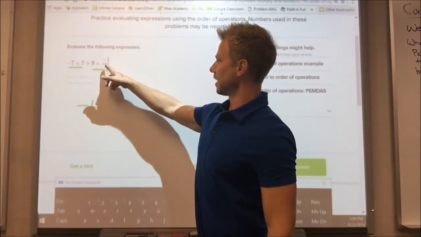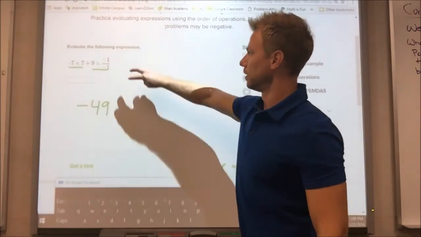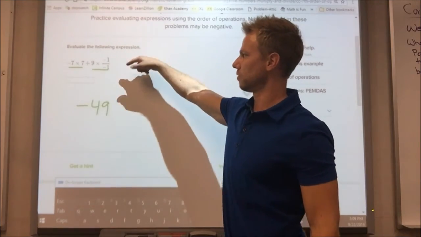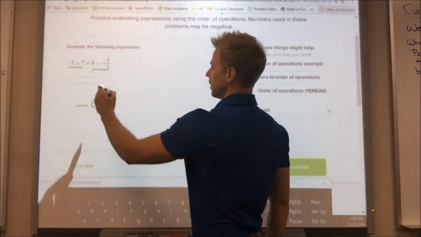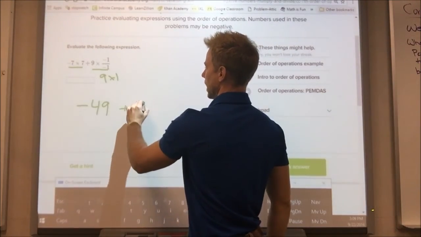Then I have 9 times, now this looks kind of crazy, -1 divided by -1. Two negatives, an even number of negatives becomes a positive. 1 divided by 1 is just 1. So that's simply 9 times 1, which is just 9.